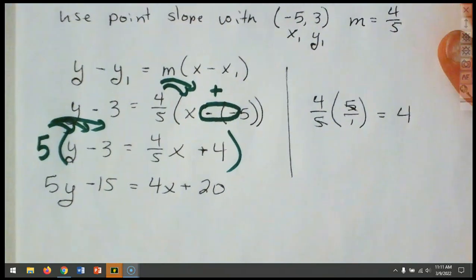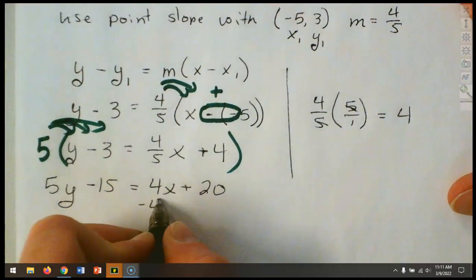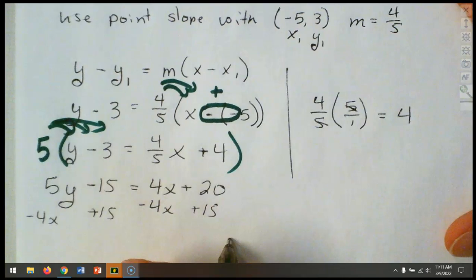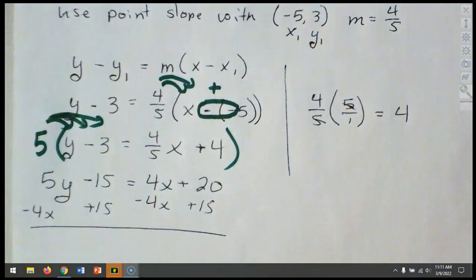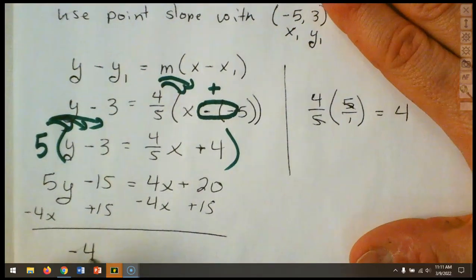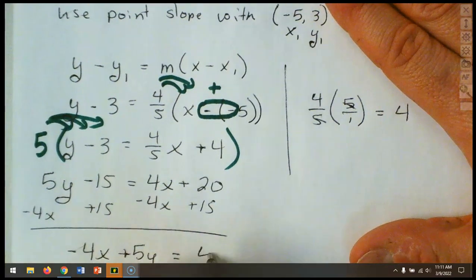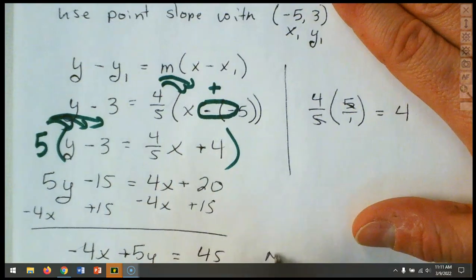We want to get this in standard form. So move that 4x over and add your 15. Now, when we move it over, that's going to make that x negative. And that's another commonly made mistake. The students will get it in what they think is standard form, but it's not, because that x part is negative. So when we move that 4x over, that gives you a minus 4x plus 5y, and that equals 45. But that is not in standard form.